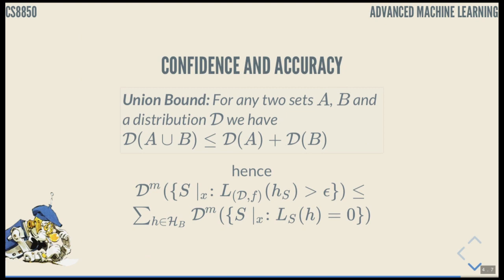And we'll use the union bound next in order to establish or to link confidence and accuracy. Remember, what the union bound says is that the probability of A union B is less than or equal to the probability of A plus the probability of B. So easy to demonstrate. Again, imagine this is our universal set, and then there is set A and set B.